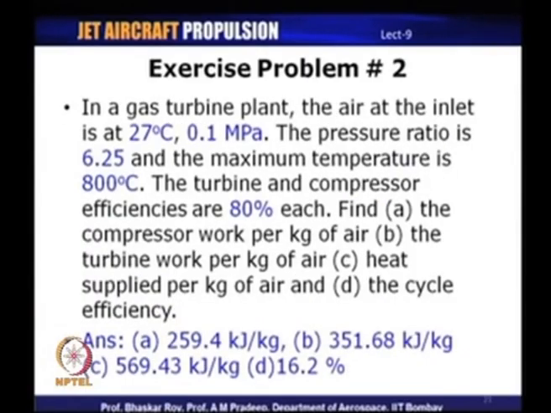The second problem is, in a gas turbine plant, air at the inlet is at 27 degrees Celsius and 0.1 MPa. The pressure ratio is 6.25. The maximum temperature is 800 degrees Celsius. Compressor and turbine efficiencies are 80% each. Find part A, the compressor work per kilogram of air, part B, turbine work per kg of air, part C, heat supplied per kg of air, and part D, the cycle efficiency. The answer to this is part A 259.4 kilojoules per kilogram, part B 351.68 kilojoules per kilogram, part C 569.43 kilojoules per kilogram and part D 16.2%.